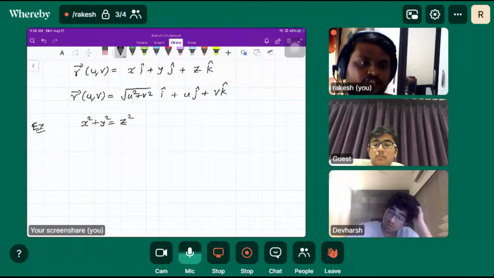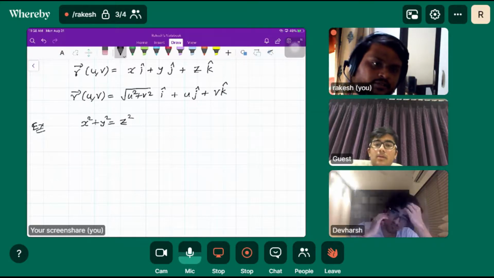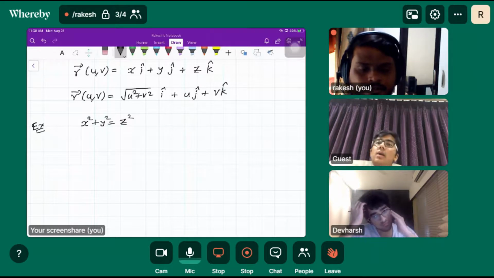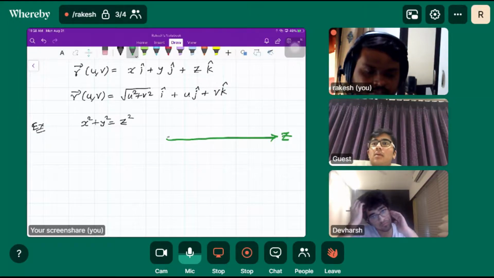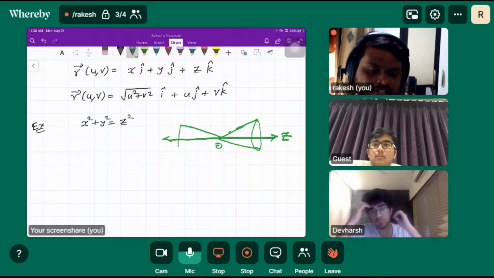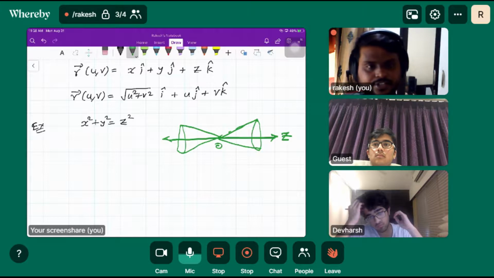Can we go below the xy plane, or can we go along negative z axis? It's only on the positive. Wait, we can. Suppose this is the z axis, and this is 0. Along the positive z direction, this is the cone. Along the negative z direction, this will be the cone. So we have a set of cones here, right?